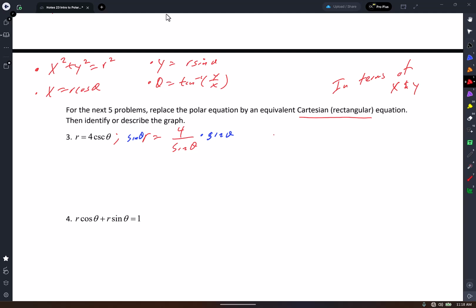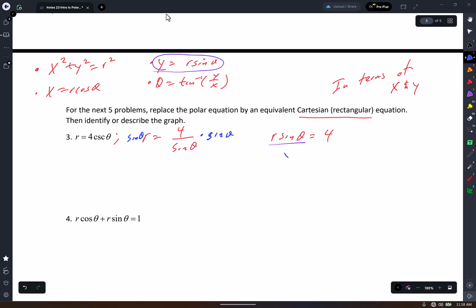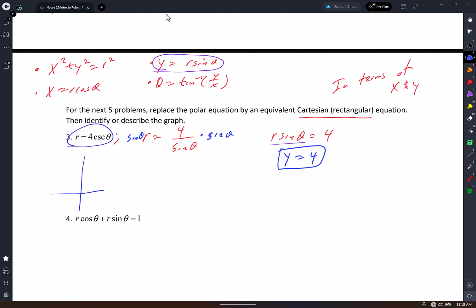So then I have r sine theta equals 4. And look at that. Here's r sine theta right there. So I'm going to replace r sine theta with what letter? Y. Y equals 4. There it is. So this is just a line, it's just this line right here at y equals 4. Y equals 4 or r equals 4 cosecant theta if you're in polar. So both will graph that line.